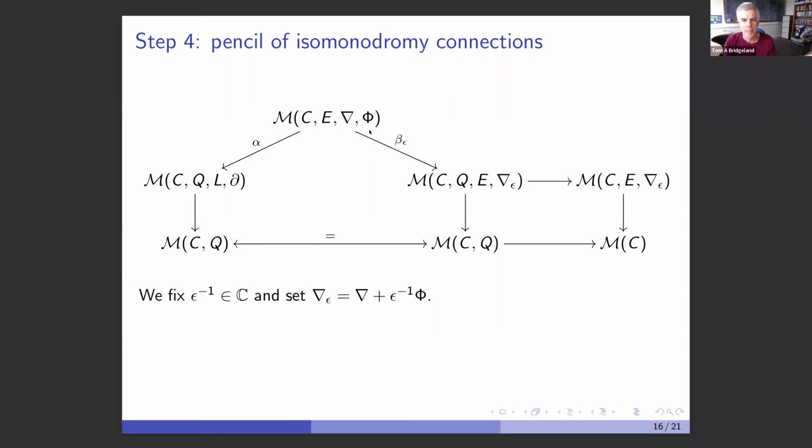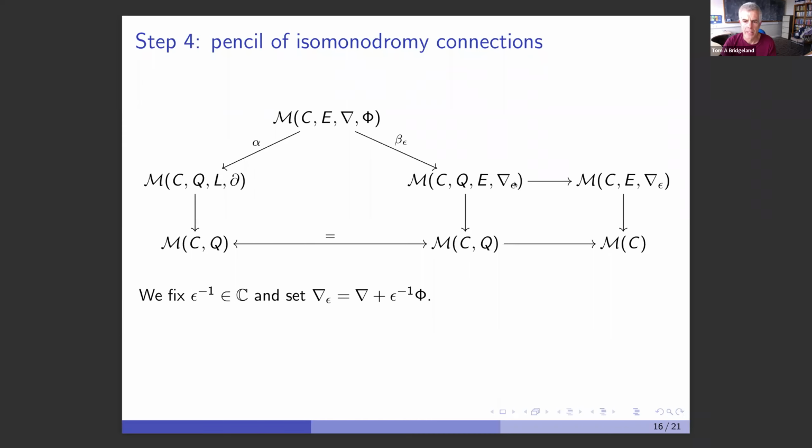And then this map is something quite easy. I'm just going to take the connection. So I'm going to fix my constant, epsilon, and I'm going to take this combination. So this gives me a map like this. I realize this is hard to process in real time, but now I've gone and remembered the quadratic differential again, which is the determinant of the Higgs field, and I've remembered the bundle and this connection.